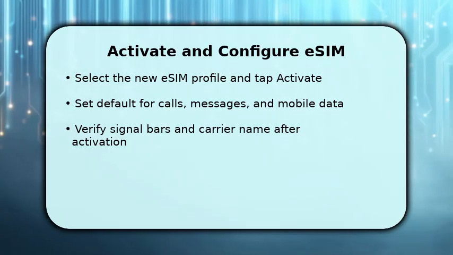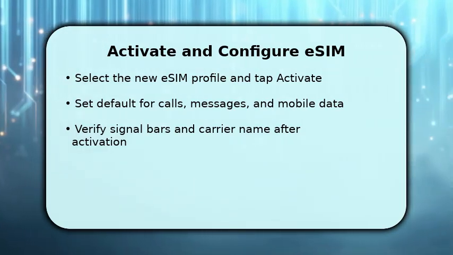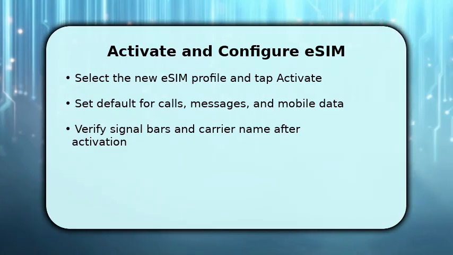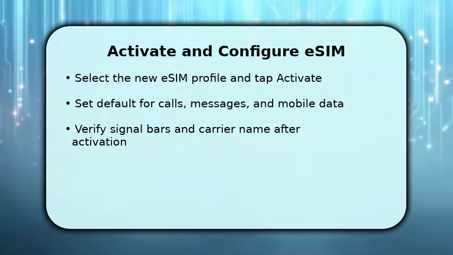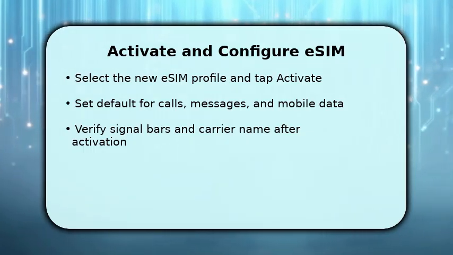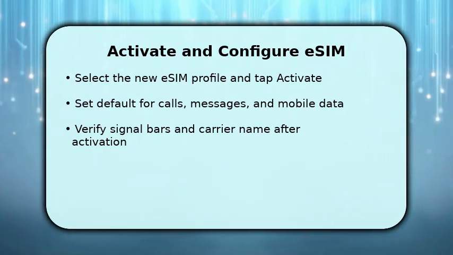The phone negotiates with the carrier and provisioning completes in minutes. Then set defaults. Pick which line handles mobile data, which handles voice, and which handles SMS. Once activation finishes, check the status icons and the carrier text. If you see no signal, wait a minute while the network registers.